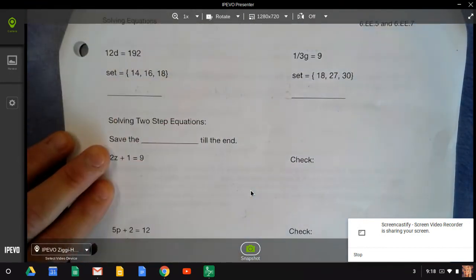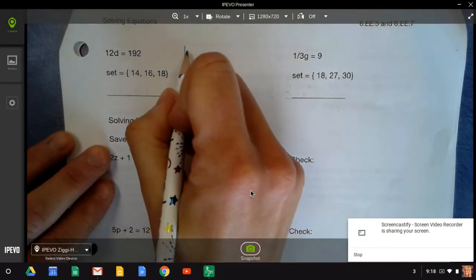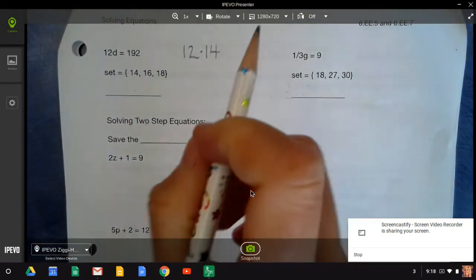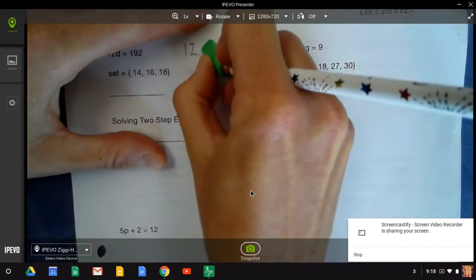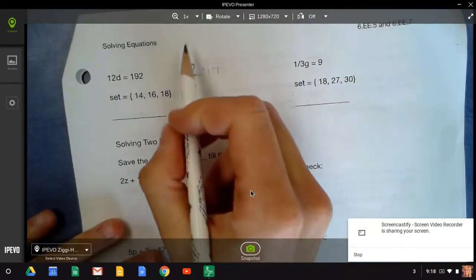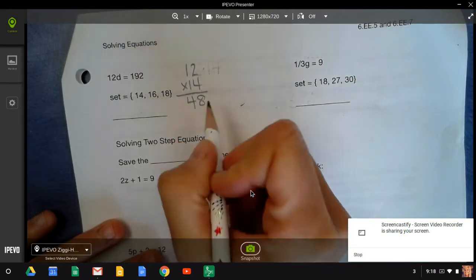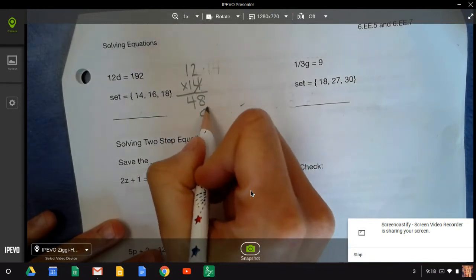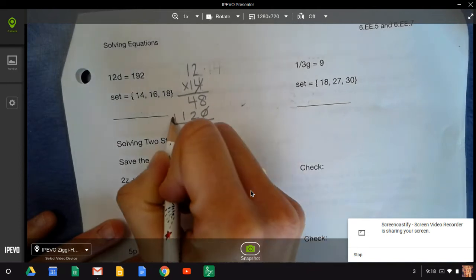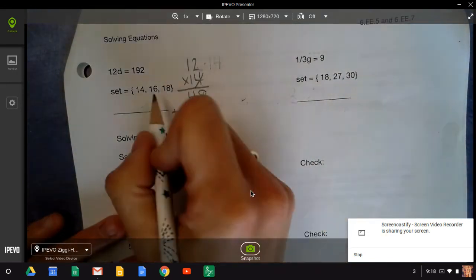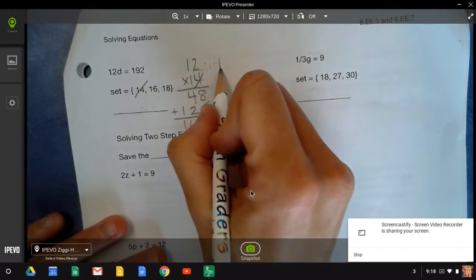All right, the last two at the top, using substitution, we want to substitute these numbers in and see if they indeed equal 192. So we're going to start with 14. Now, I'm going to set that up and down vertically. So 12 times 14, if I multiply this, I get 48. Then I'm going to use a placeholder 0. I get 168. So I know that is not correct, so I'm going to cross off 14. I'm going to try 16.